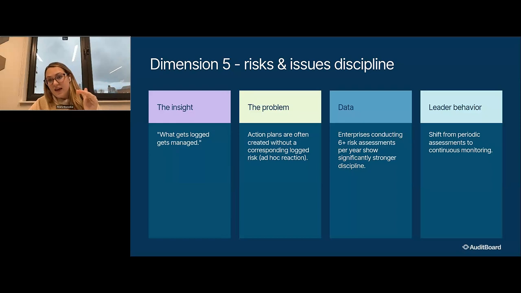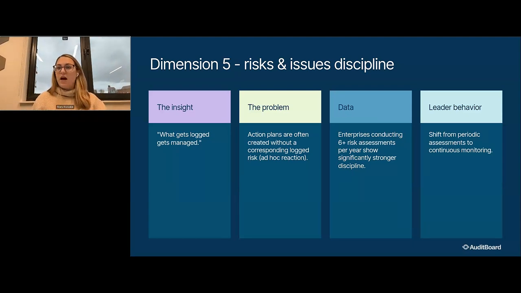Those in the leading category have increased the amount of risk assessments that they're actually performing. And so by maintaining this kind of steady evaluation, by contrast, the median enterprises conducted fewer assessments.